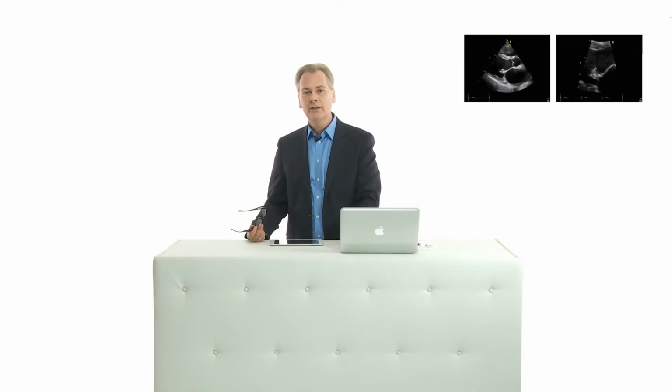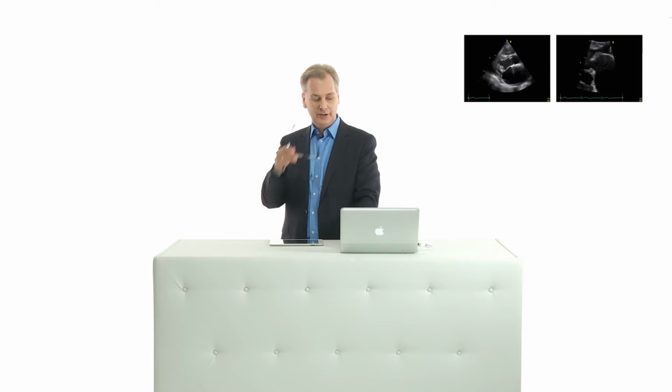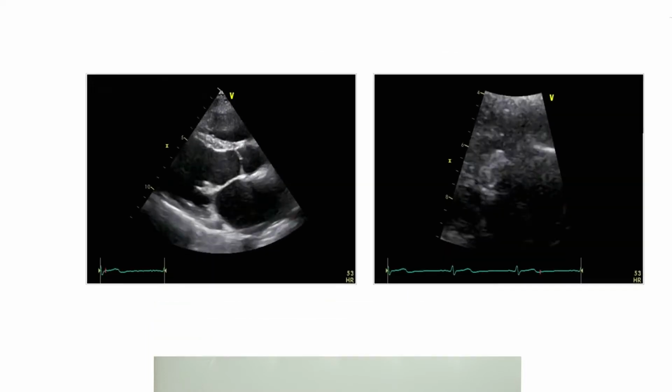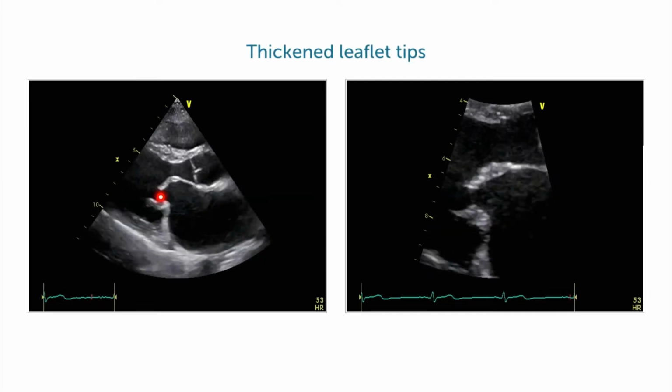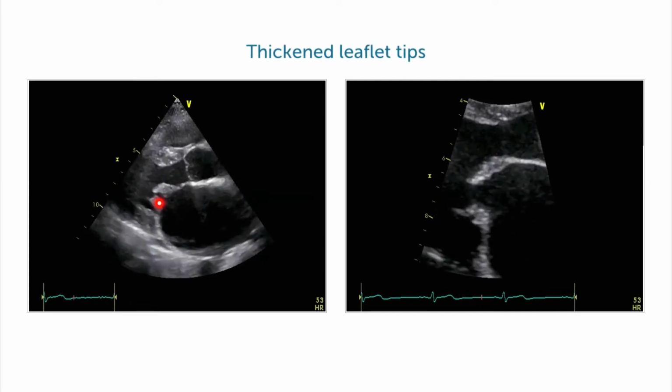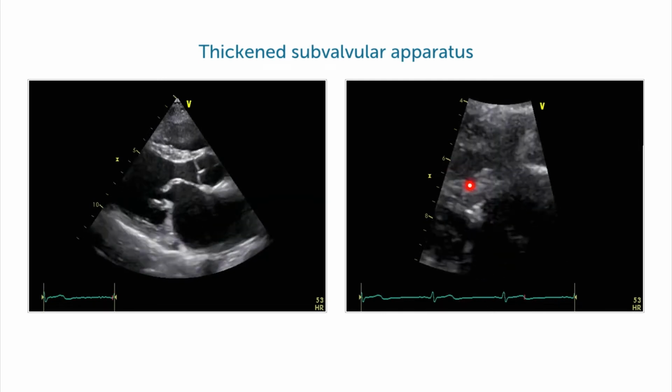The degree of doming can vary greatly depending on how pliable the leaflets are. And in addition to the presence of doming, we frequently see other findings such as thickened leaflet tips right here and a thickened subvalvular apparatus, the chordae.